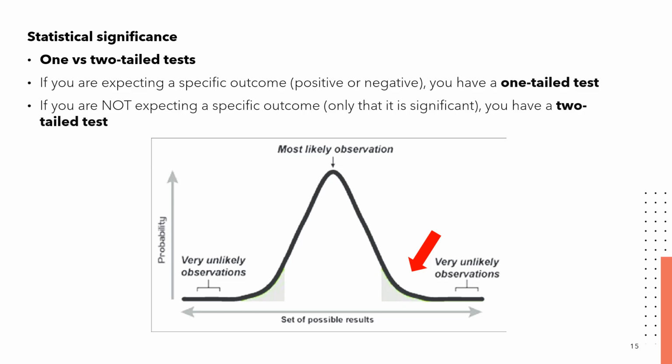But you might not have a specific hypothesis. Maybe you're only interested in whether or not the outcome is significant, and it's okay if it falls into either tail of the distribution. In this case, you would have a two-tailed test. Hang on to that because we'll come back to it.